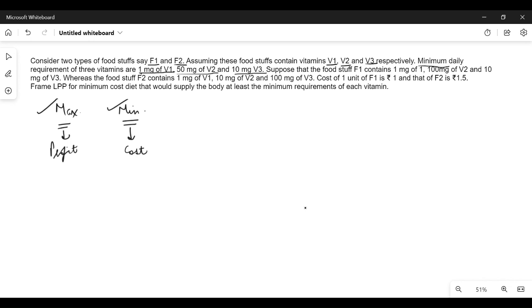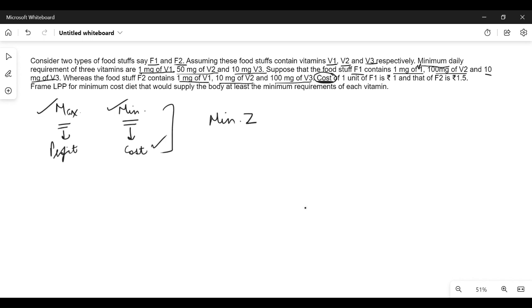The three vitamins are 1 mg of V1, 50 mg of V2 and 10 mg of V3. Suppose foodstuff F1 contains 1 mg of vitamin 1, 100 mg of vitamin 2 and 10 mg of vitamin 3. Whereas foodstuff F2 contains 1 mg of vitamin 1, 10 of vitamin 2 and 100 of vitamin 3. And the cost is given now. From this point that cost is given, we can conclude that the case is of minimization. So my problem is of minimization.